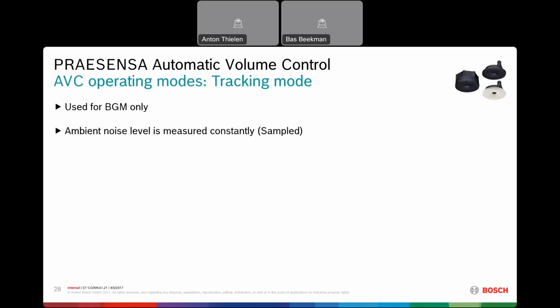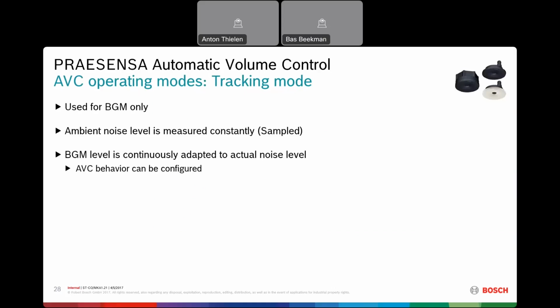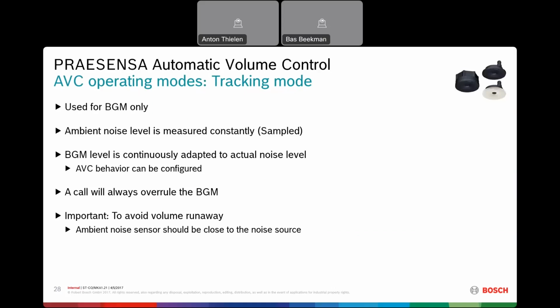Then you have the tracking mode that's used for BGM only, and the ambient noise in this case is measured constantly, so it is sampled, and the BGM level is continuously adapted to actual noise levels. So the AVC behavior can be configured, and the call will always overrule the music in that case. So important now is to avoid this volume runaway.